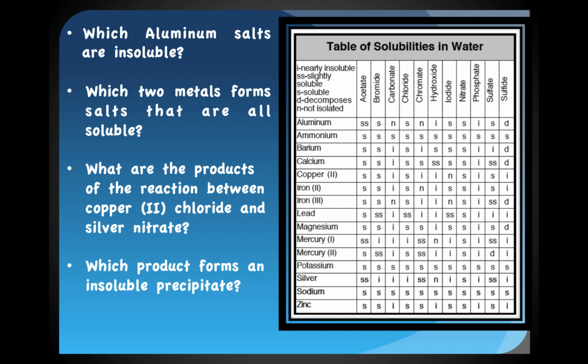Now in a double displacement reaction, usually one of the products forms an insoluble precipitate. Well, which one does? Is it going to be the copper nitrate or the silver chloride? Let's see. You can see that copper 2 nitrate is soluble, but silver chloride is insoluble. That means our precipitate will be silver chloride.